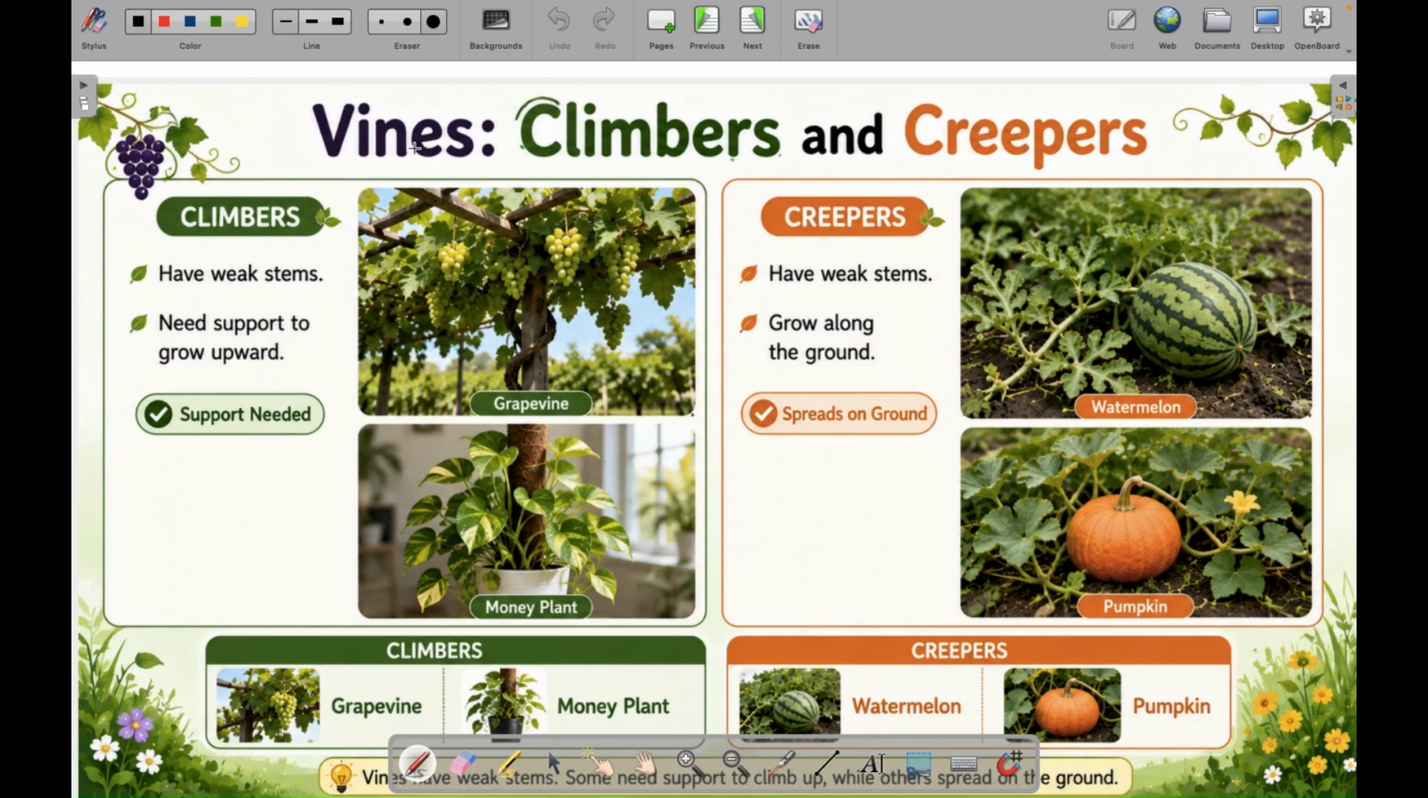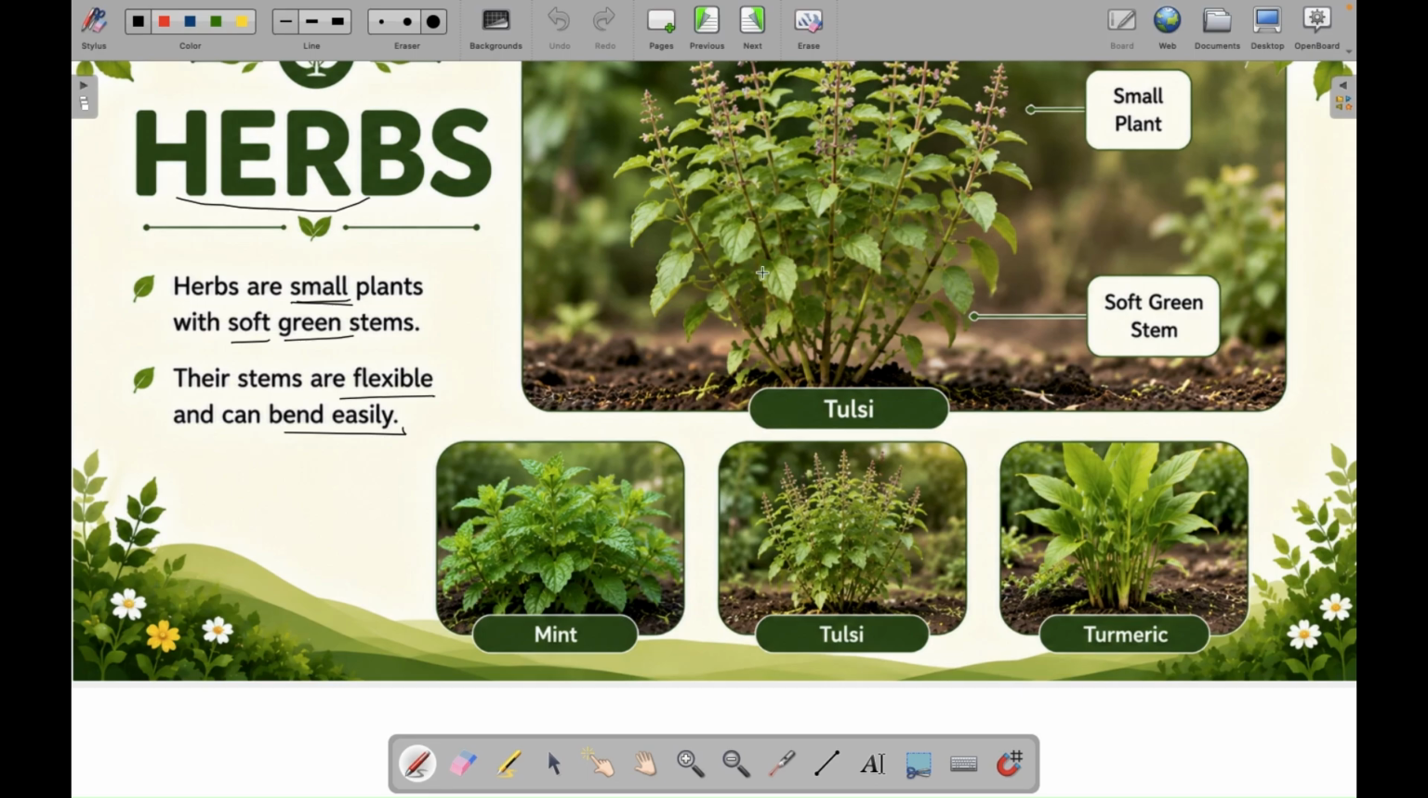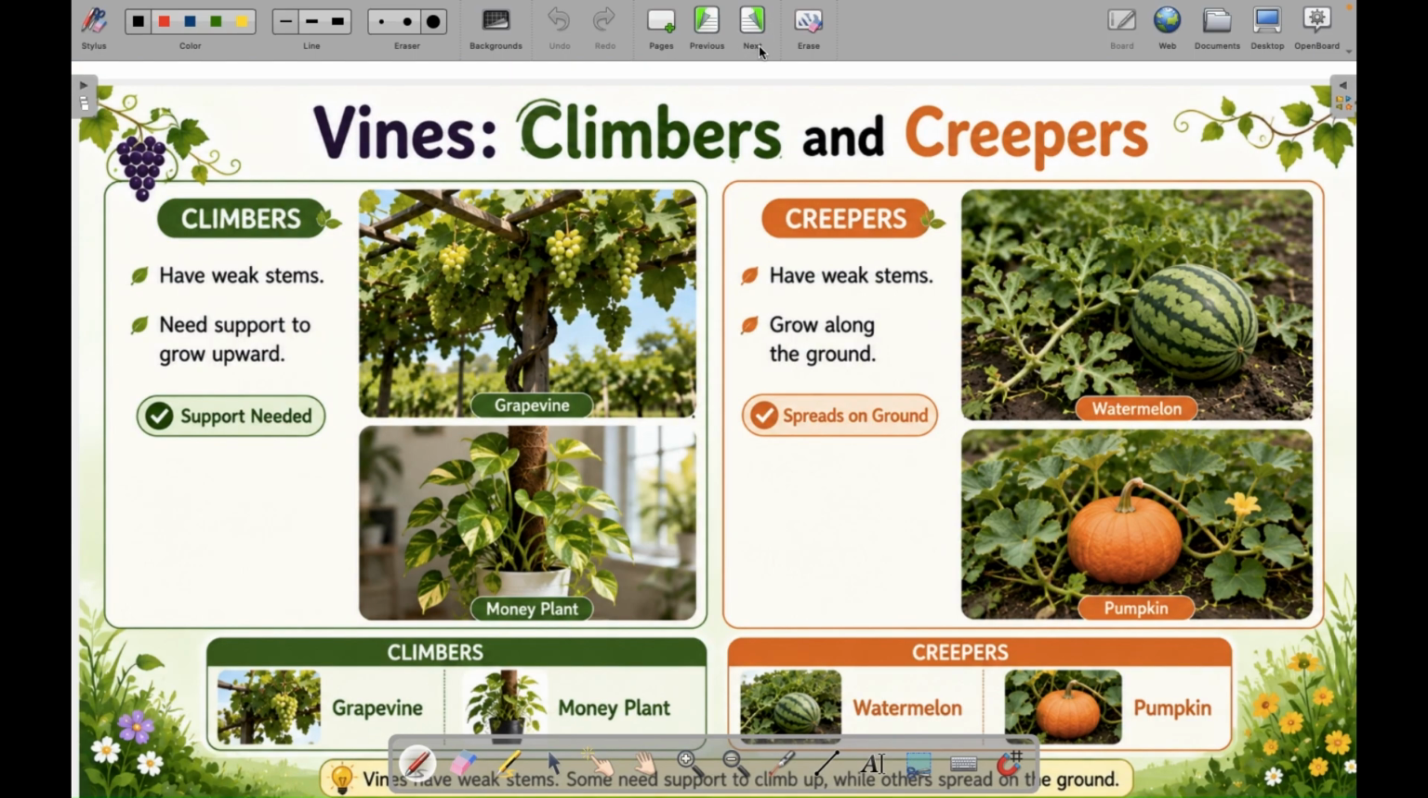Then we move on to vines, right? In all these three cases, the plants are growing straight on their own. What are vines? Vines are weak stems. Stems of plants can be weak as well, so they need support from some object or other plants to grow. So they are known as vines. Vines are the plants whose stems are very weak, which is why they need support.